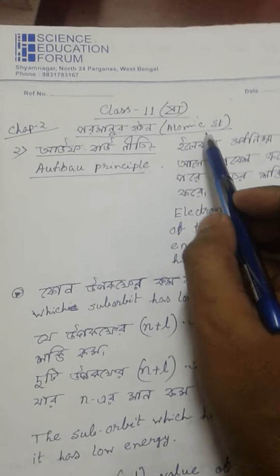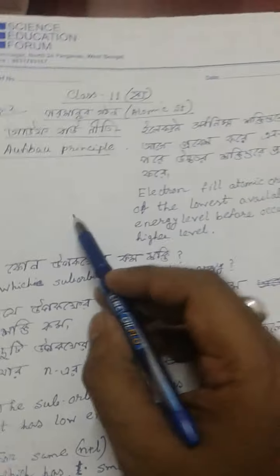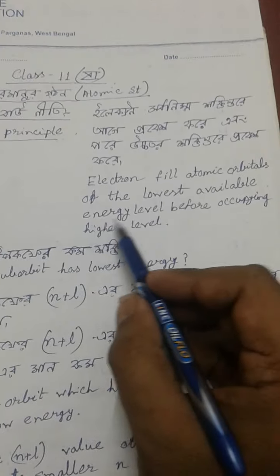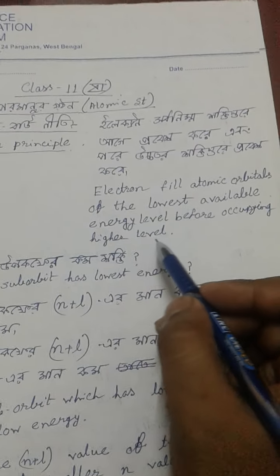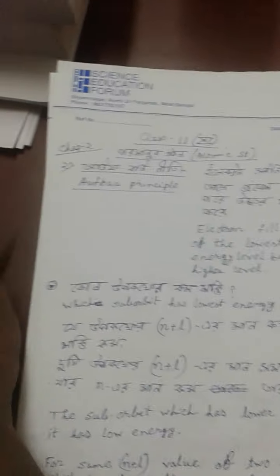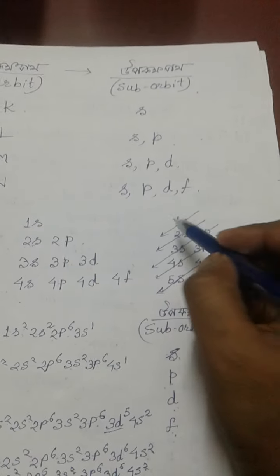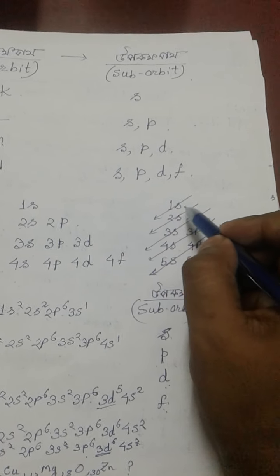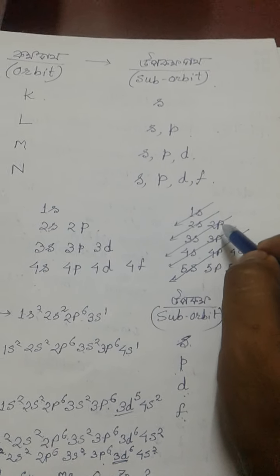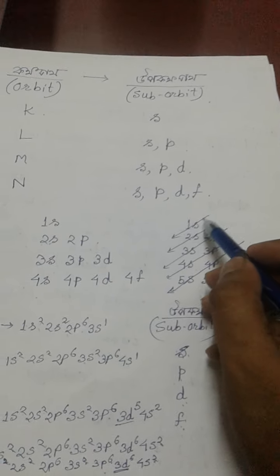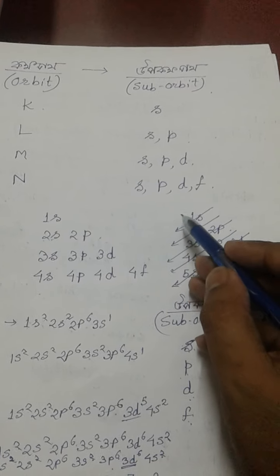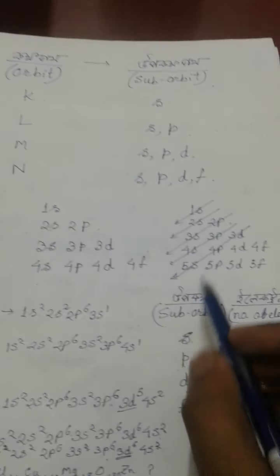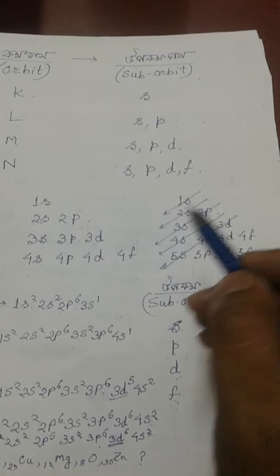Today I discuss the atomic structure and the Aufbau principle of class 11. The principle says electrons fill atomic orbitals of the lowest available energy level before occupying higher levels. What does it mean? When we fill electrons, we first fill the 1s orbital, then 2s, followed by 2p, 3s. We remember this diagrammatically.